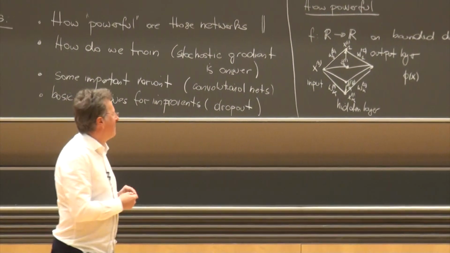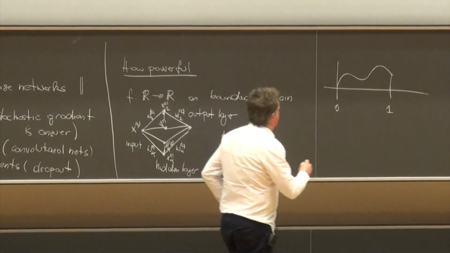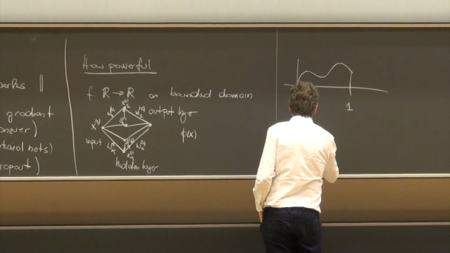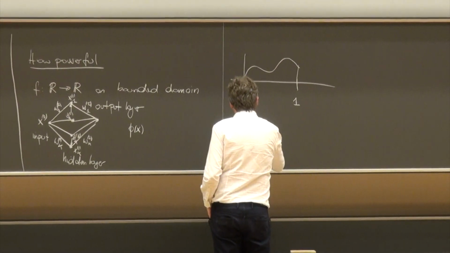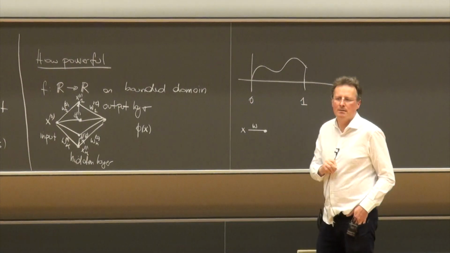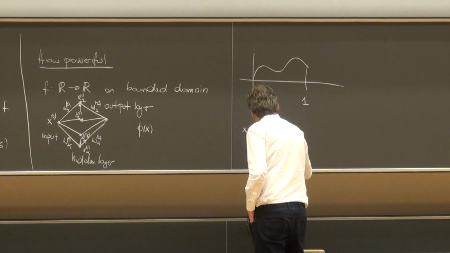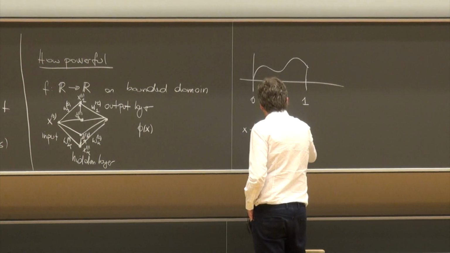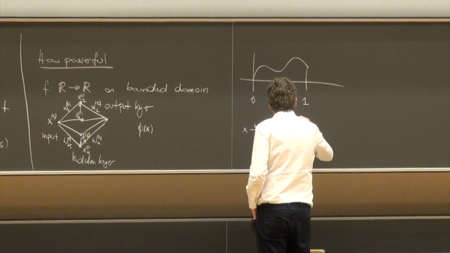So remember what happens. If I look at a single node here, I have the input x, and I have some particular weight and some particular bias. Then what I see here is phi of xw plus b.